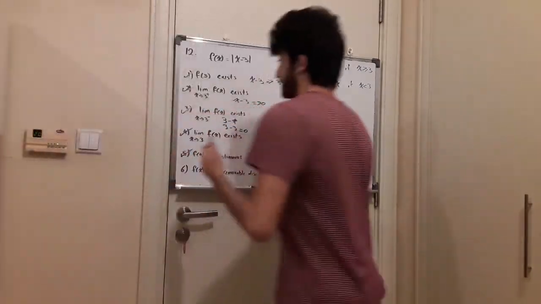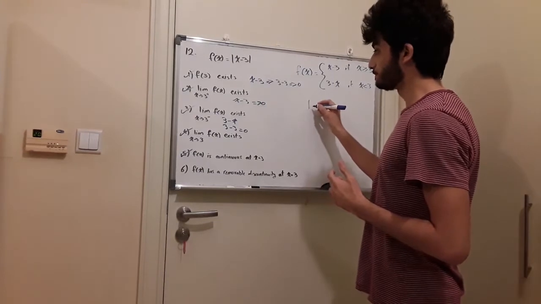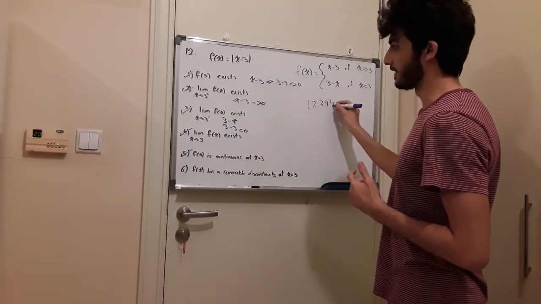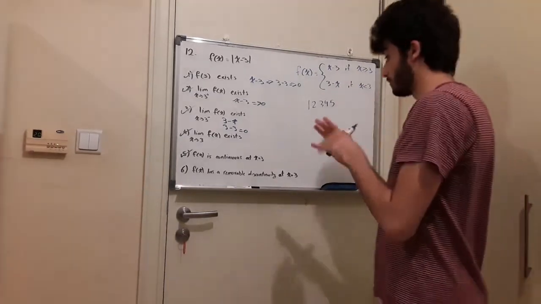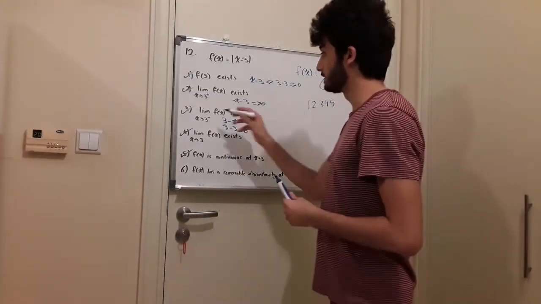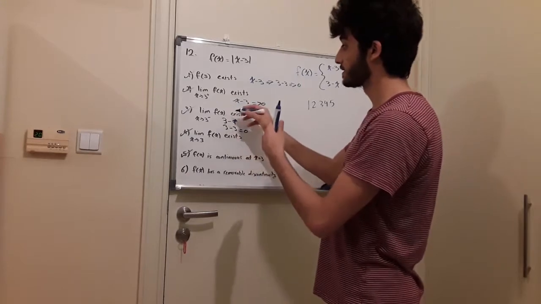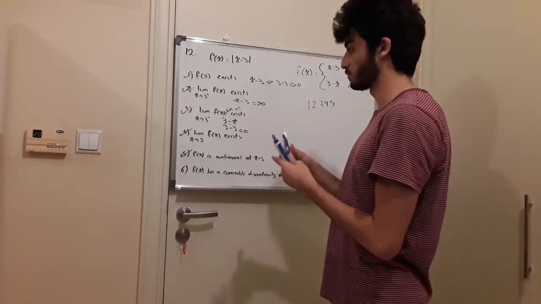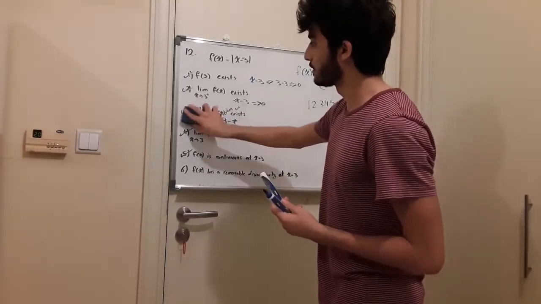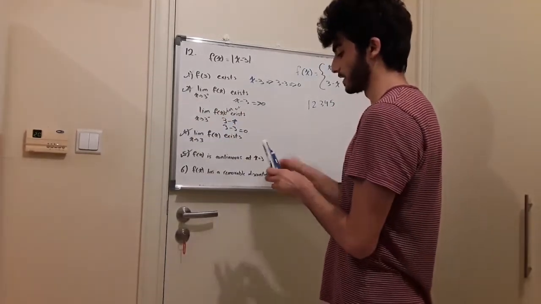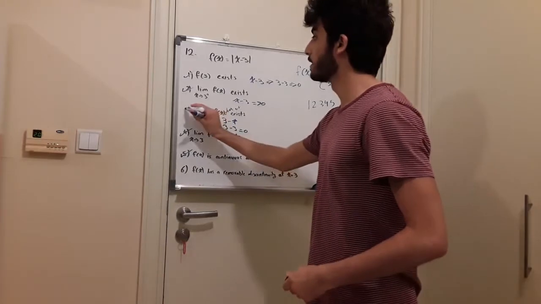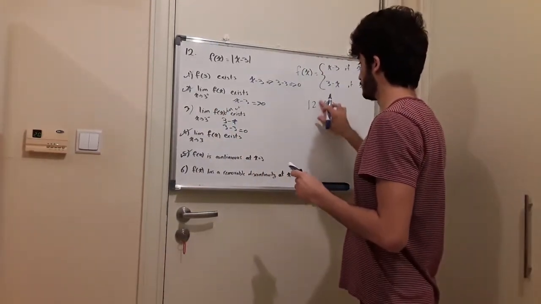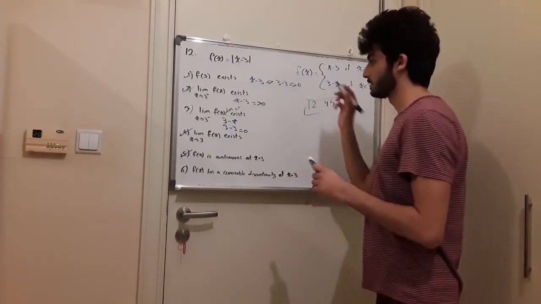So the correct answers are 1, 2, 3, 4, and 5. Number 3, they said limit as x approaches 3 minus does not exist. So that's wrong, because it does exist. So the final answer would be 1, 2, 4, 5. Yeah.